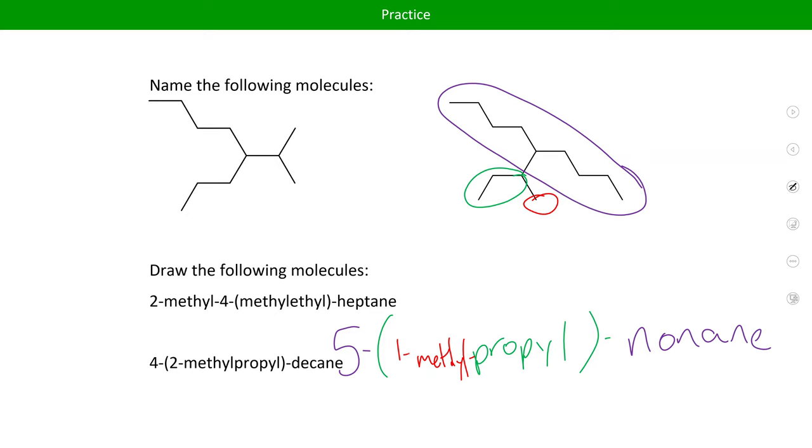Right, and you could even have a complicated branch that's got a chlorine on a methyl. That wouldn't change any of your rules, right? If that was a chlorine, that's still octane. That's still a complicated branch. It's just, instead of being a methyl ethyl, it's chloroethyl. So those prefixes apply to everything, which is handy.